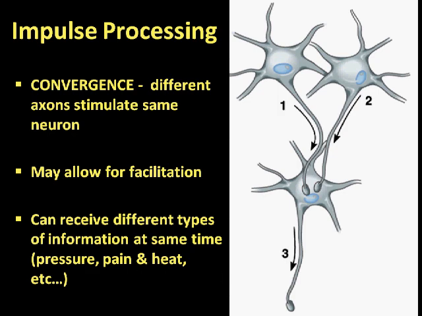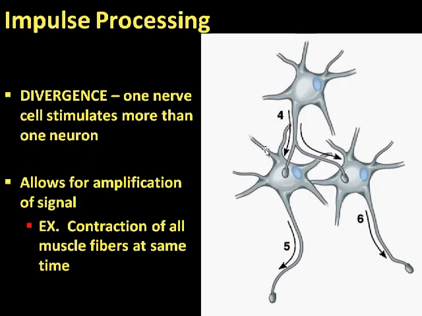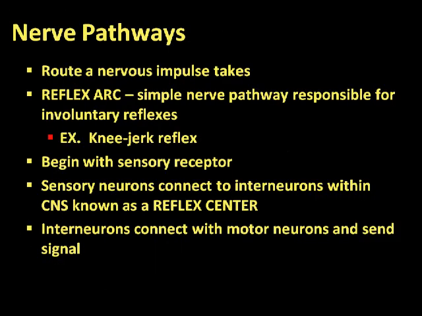Divergence is just the opposite, one nerve axon branching off and contacting two different nerve cells. And so stimulating more than one neuron, and this allows for amplification of a signal. The example here that I've given you is contraction of all muscle fibers at the same time. As these nerves branch off to more nerves, and these nerves branch off to more muscle fibers, contacting more muscle fibers down here, branching off themselves to more parts on the muscle fiber.